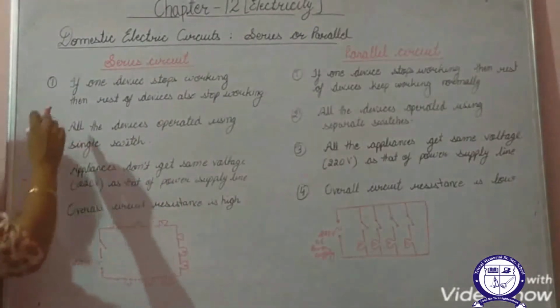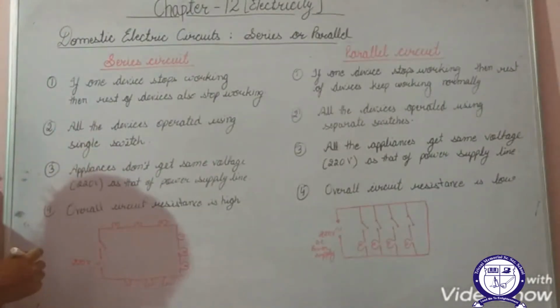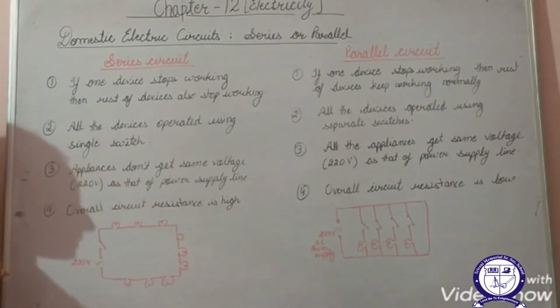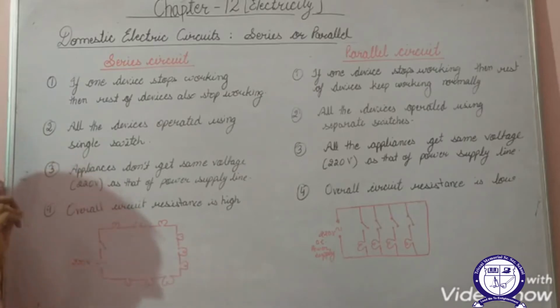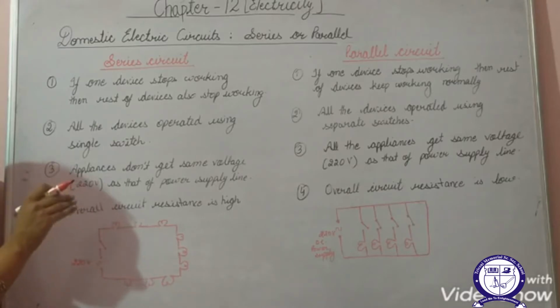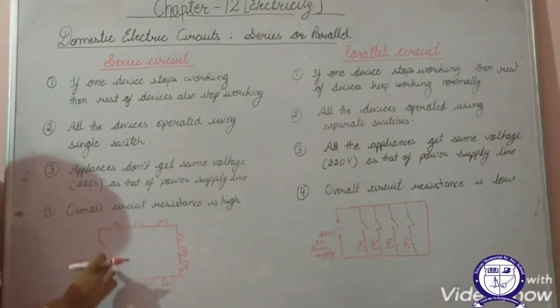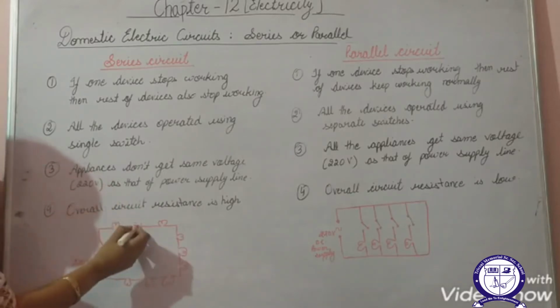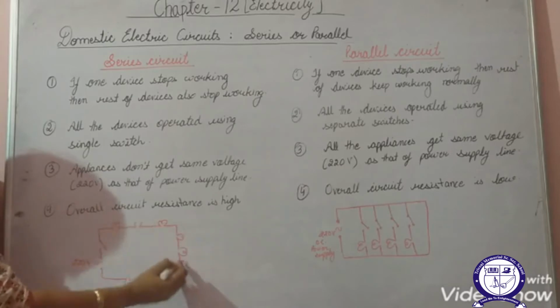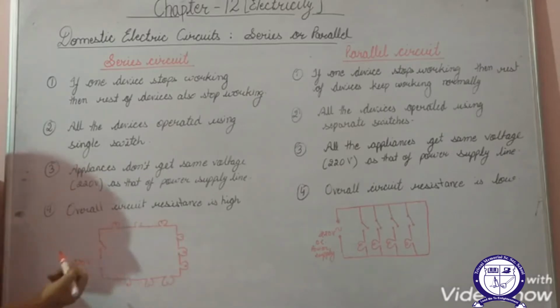So let's start. The first one: if one device stops working, then the rest of the devices also stop working. In the series case, suppose one of the bulbs gets fused. Very first thing, it's quite difficult for us to locate which bulb is fused. The reason is, when a bulb gets fused, its filament will be broken. At that time the circuit will behave as an open circuit, and in an open circuit no current will flow. That is, if one of the bulbs gets fused, the rest of the bulbs will also not work properly. This is the disadvantage of series combination.